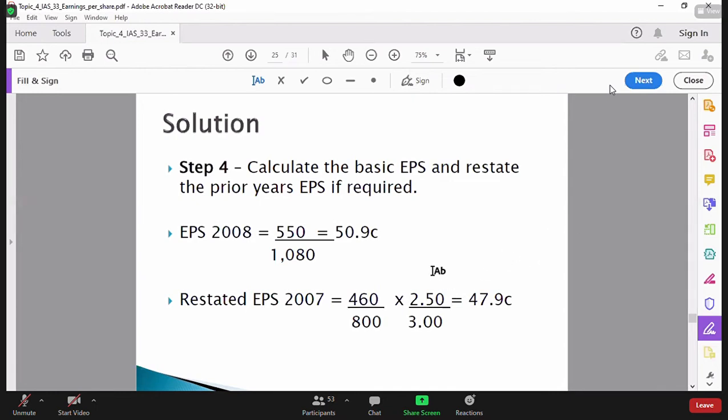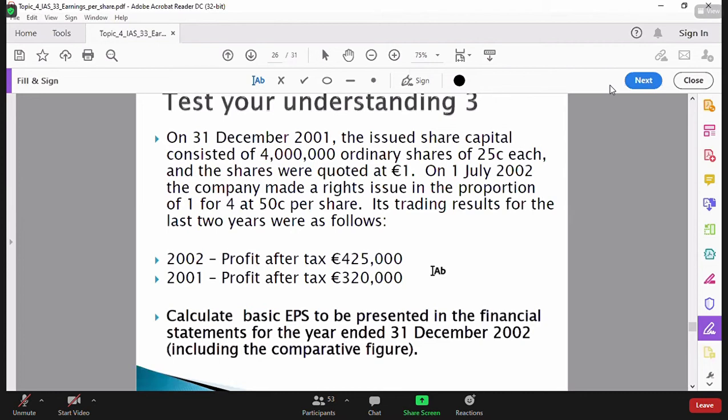Okay, good. Now, let us do it together on this one. This is on 31st December, question on rights issue. Okay. On 31st December 2001, the issued share capital consisted of 4 million ordinary shares of 25 cents each. So you have 4,000 ordinary shares at 25 cents each, 0.25 each. The 0.25 is the nominal value. And the shares were quoted at 1. So now the market value is equivalent to 1.